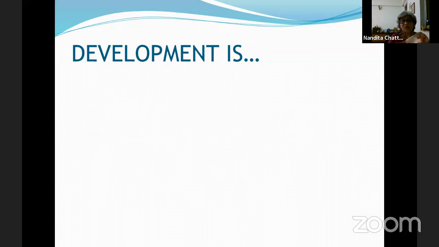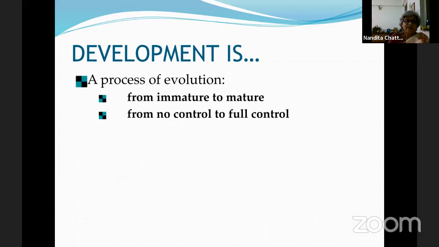So first we need to know what is development, what we mean by development. Development is basically a process of evolution. A newborn is born who is totally immature, has no control, and he will evolve from immaturity to complete maturity. And thereby he will gain control. Control over what? Control over self and control over the environment.